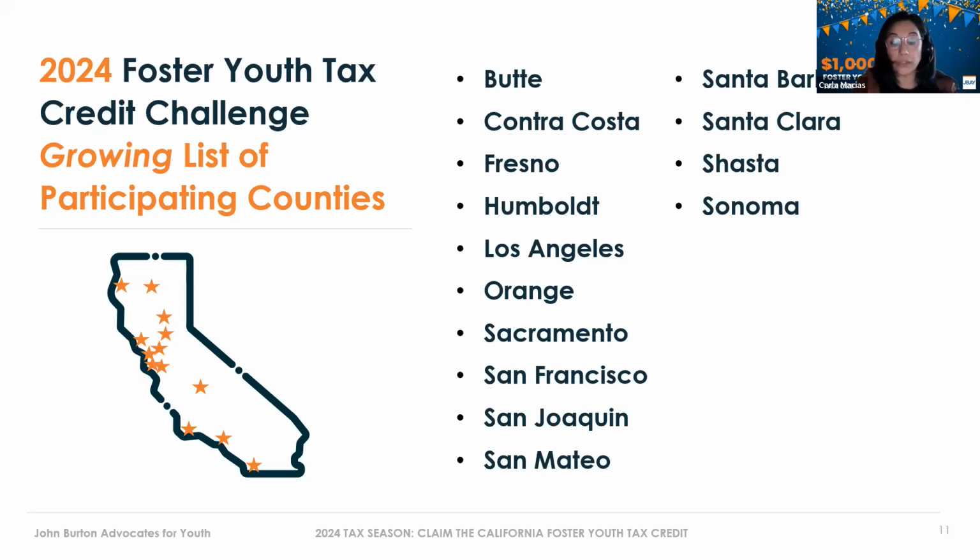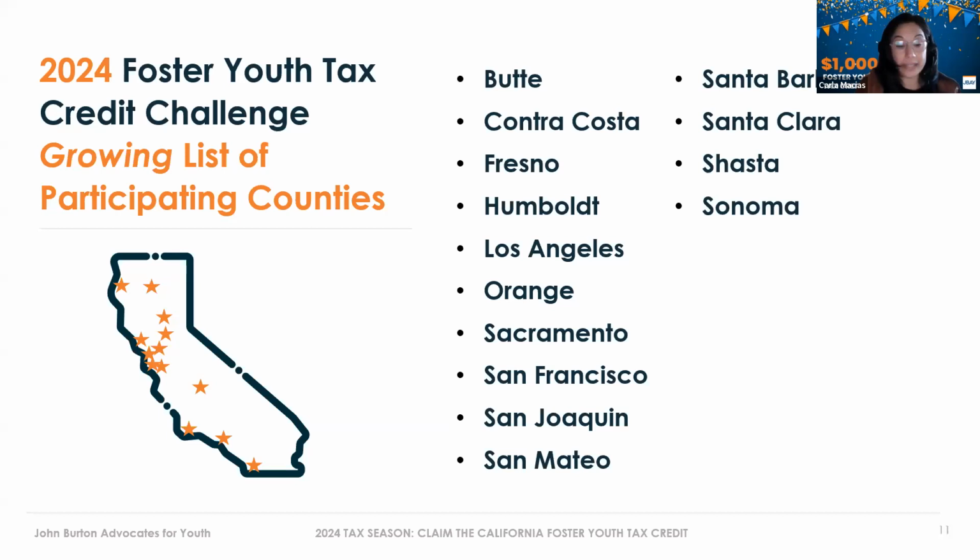That year, we served 45 foster youth who collectively received over $135,000 in tax refund. Santa Clara County continues to participate in this challenge. And then in 2022, JBAY brought on 5 additional counties. And then this past tax season, in the first year of the Foster Youth Tax Challenge and implementation of the Foster Youth Tax Credit, 22 counties participated. I'm excited to continue this work with JBAY. This will be my 4th year as an actual VITA volunteer.